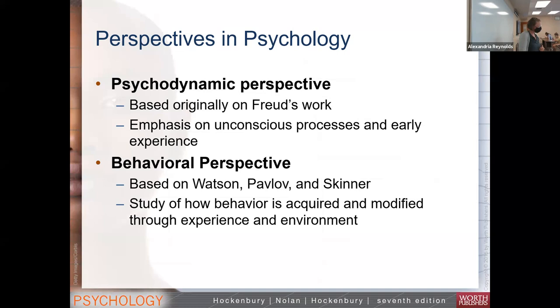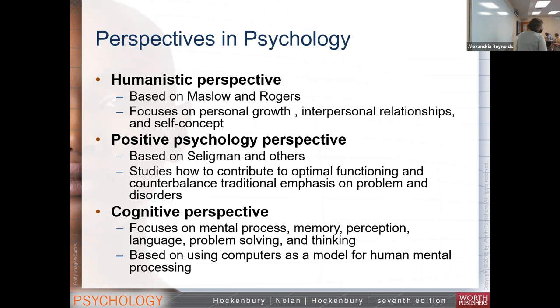We have humanistic perspective, which we talked about Maslow and Rogers, talking about personal growth and reaching your potential. It's often emphasized among psychologists who work in the mental health field, because again, therapists can use this to help people achieve their potential. Maybe they're in a bad situation. Maybe they're in an abusive relationship. Well, how can I use this to achieve my potential and be on a different path?